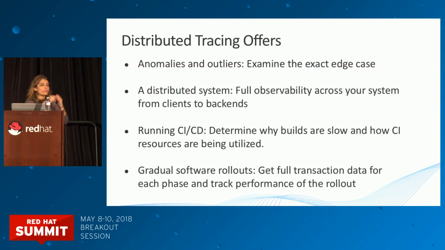If you do get all of that correct, then you have a lot of value from distributed tracing. It can help you understand anomalies and outliers in your distributed system, and you can quickly root cause the issue because you know exactly what's happening. If you map your whole system with it, you have full observability and a system map. If you're running CI/CD, you can understand why builds are slow and what resources are being utilized. In the same process, you can do gradual software rollouts where you get full transaction data of each phase and track performance of the rollout.